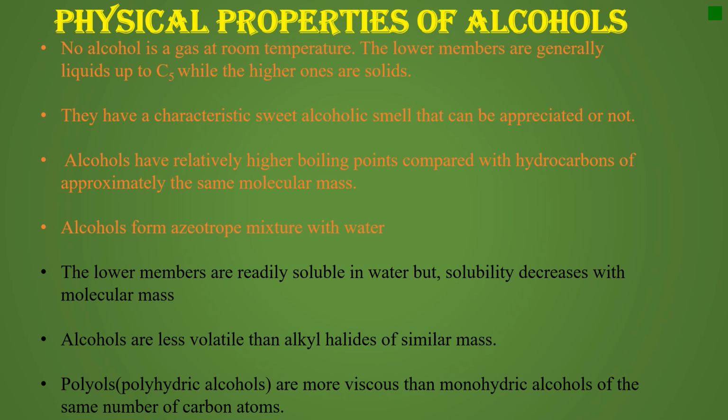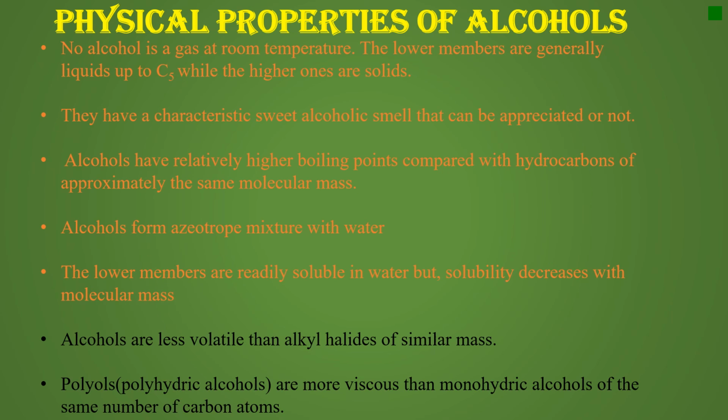Alcohols form azeotropic mixture with water. If you remember it well, ethanol cannot be separated from water using simple distillation. Why? Because ethanol and water form an azeotropic mixture. What is an azeotropic mixture? It is a mixture of two or more liquids whose proportions cannot be altered or changed by simple distillation. This happens because when an azeotrope is boiled, the vapor has the same proportions of constituents as the unboiled mixture. The lower members are readily soluble in water, but solubility decreases with the molecular mass.